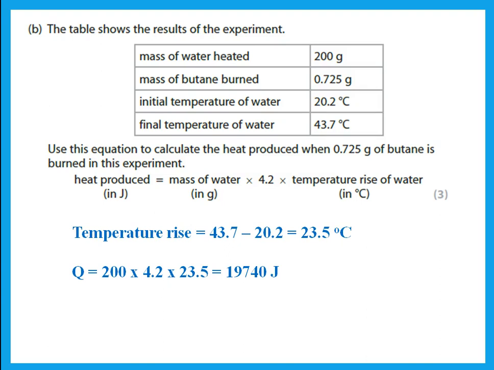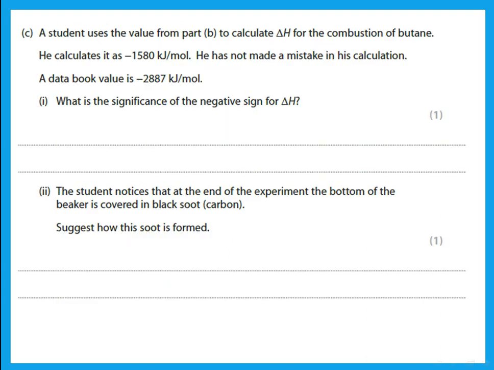and what comes out is in joules. Then he says a student uses the value to calculate delta H, and he calculates it as a certain number, and he says the data book value is something else. Now remember, when we do any reaction in the lab to get delta H, the delta H that we get from the experiment is usually a lower number than what it should get. First of all, he's asking what is the significance of the negative sign. We said if something has a negative delta H, that means the reaction is exothermic.